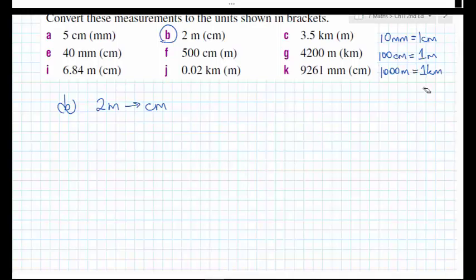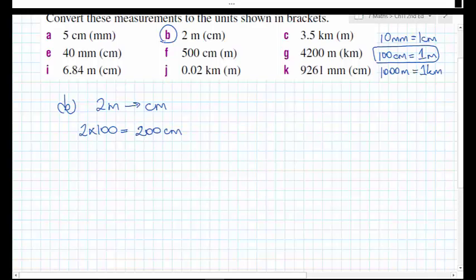Okay, so let's have a look here at our answers. When we're converting meters into centimeters, we're going from a larger unit of meters to a smaller unit of centimeters, which means that we would multiply by the conversion. So we know that there's 100 is to 1 in terms of centimeters to meters. So we would go 2 times 100 would equal 200 centimeters.